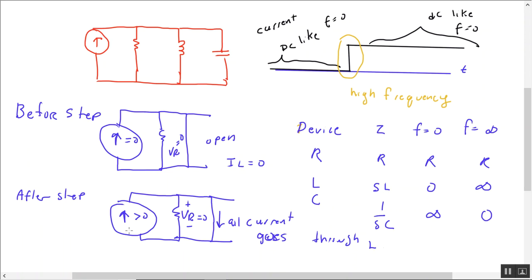And after the step, yeah, the current is not 0, right? But again, it's acting like a DC, so it's shorted. And so whatever current there is would ideally all go through that loop, and it wouldn't build up anything across that resistor, right?